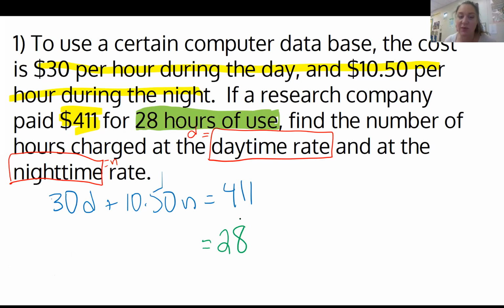Well, what kind of hours do we have? We have daytime hours and we have nighttime hours, right? This is going to represent D plus N. So all of my hours put together. So total hours of use, daytime and nighttime together gives me the 28 hours total. All right, that's how we set up the equation.